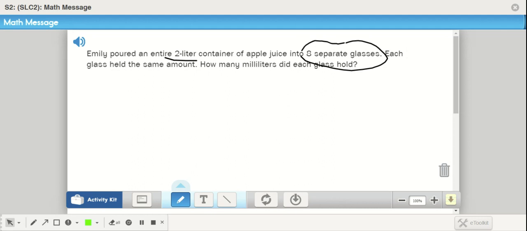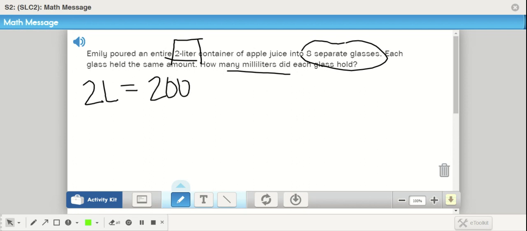So knowing that, the first thing I want to do is the question is asking us milliliters. Our information is telling us liters. So I want to convert that. So 2 liters equals how many milliliters? I don't know if you guys remember when we talked about this. This was some time ago. There was 1,000 milliliters in 1 liter. So if we have 2 liters, it would be double that. It would be 2,000 milliliters. Okay, so that's how many milliliters of apple juice she has to start with.